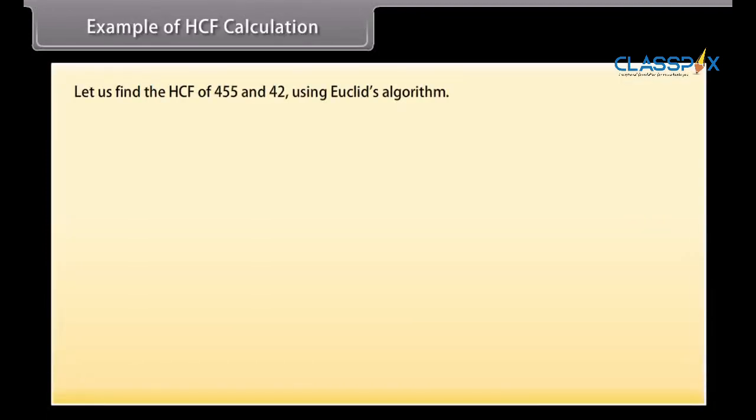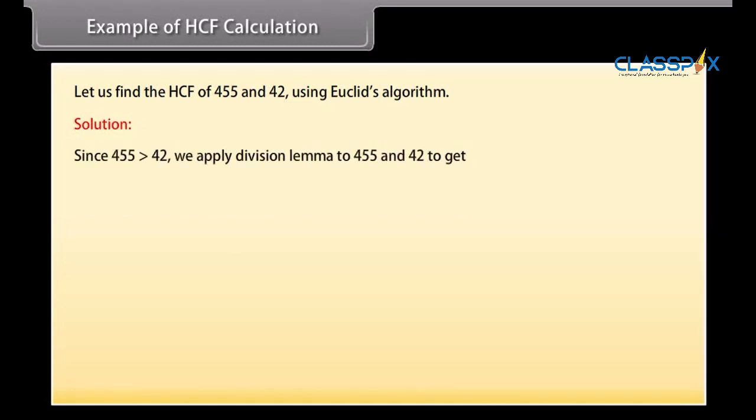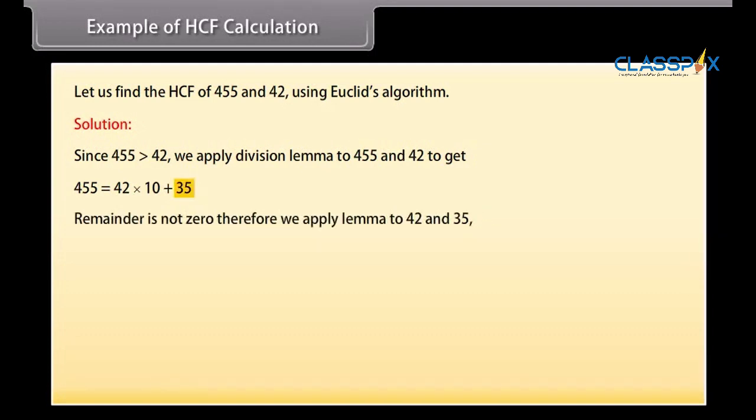Example of HCF calculation. Let us find the HCF of 455 and 42 using Euclid's algorithm. Solution. Since 455 is greater than 42, we apply the division lemma to 455 and 42 to get 455 is equal to 42 into 10 plus 35. The remainder is not 0, therefore we apply the lemma to 42 and 35. 42 is equal to 35 into 1 plus 7.